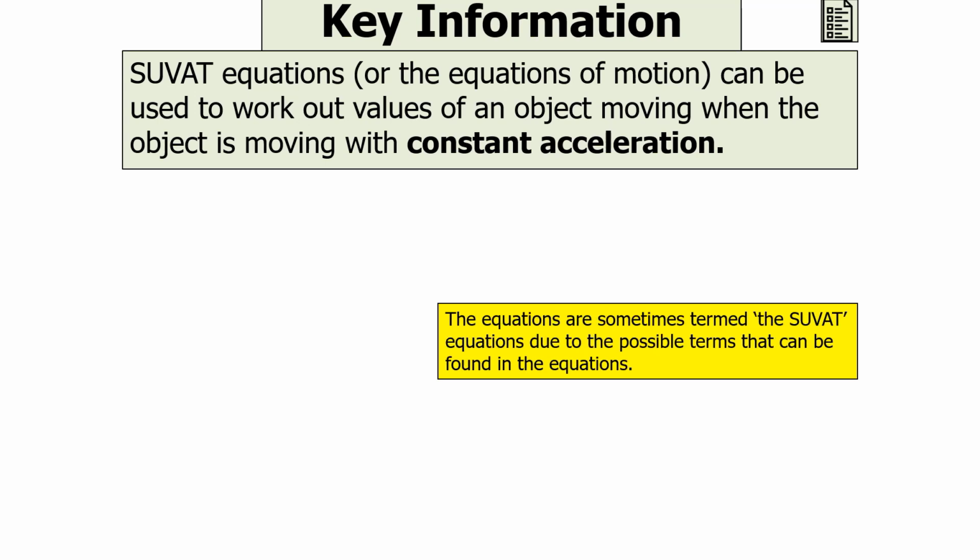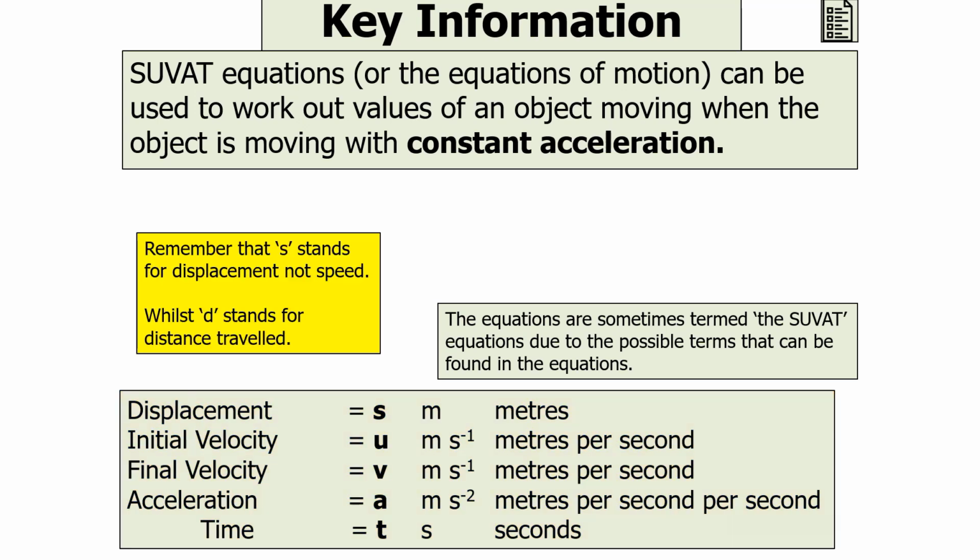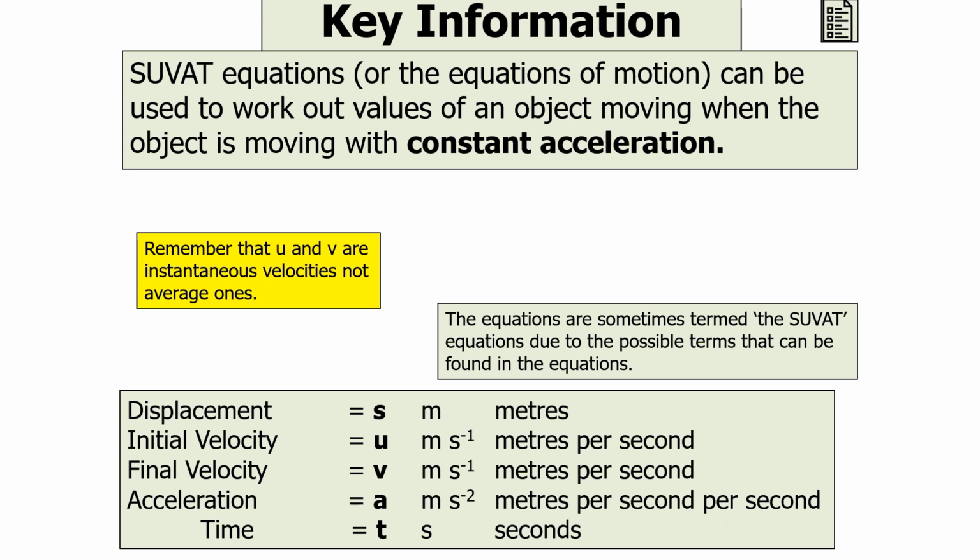Now we call these equations the equations of motion or SUVAT due to the possible terms that can be found in the equation: s, u, v, a, and t. Please do remember that s here stands for displacement, not speed, whilst if we did have d it would be for distance travelled. Also remember that u and v in the SUVAT equations are instantaneous velocities, the initial starting velocity and the final velocity, not average values.